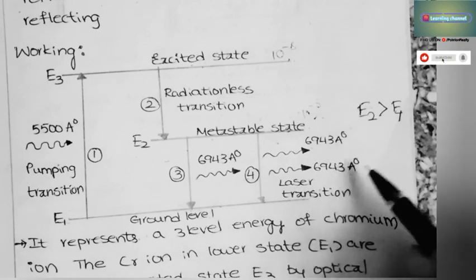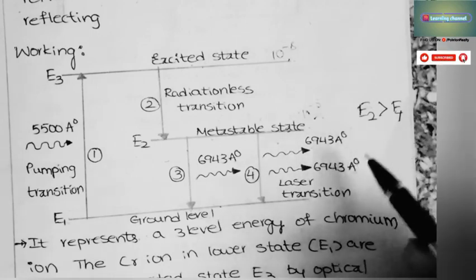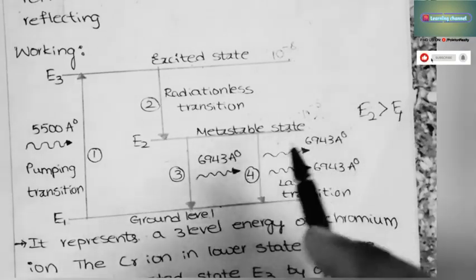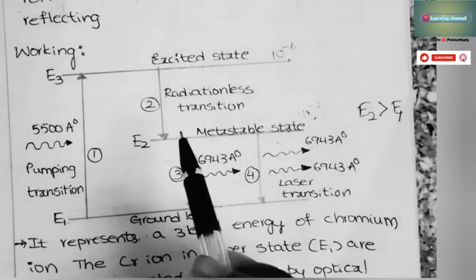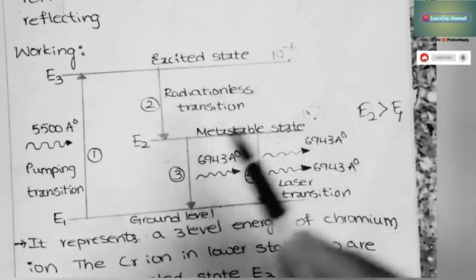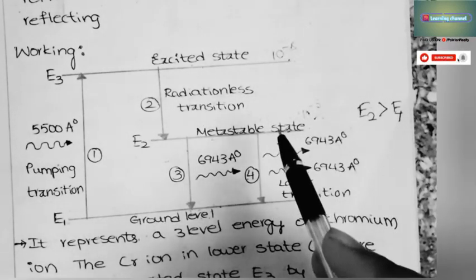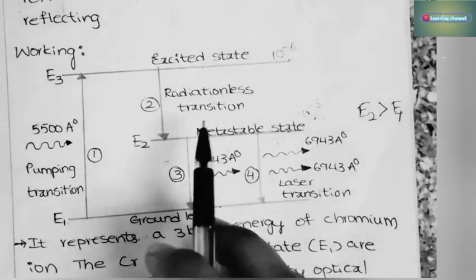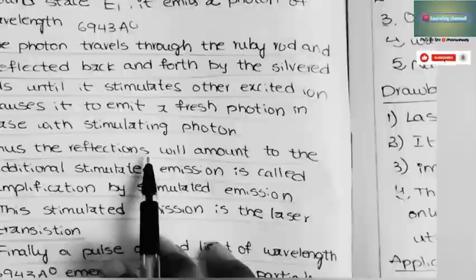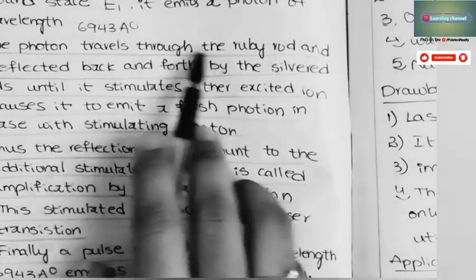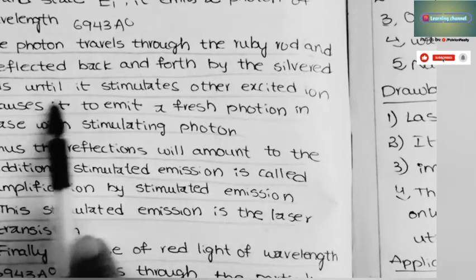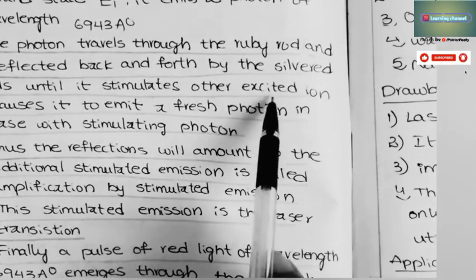So the amplification goes on. Because this light amplification goes on, these photons move between the partially reflecting end face and the fully reflecting end face, and finally after getting maximum energy the photons appear as a laser beam. So see, the photon travels through the ruby rod and is reflected back and forth by the silvered ends until it stimulates another excited ion.